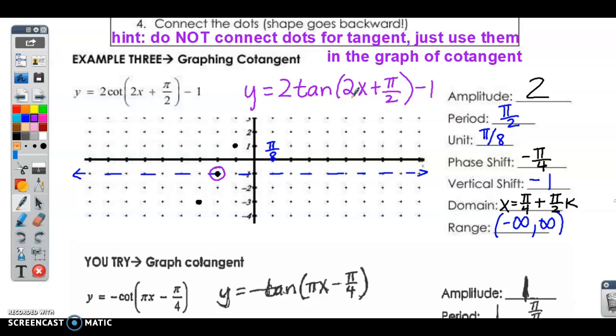Phase shift, set the parentheses equal to 0 and solve. There's your new x. Vertical shift is at the end, y. So there's your new 0, 0. Counting by pi over 8, 1 pi over 8, 2 pi over 8, and then down 1. So there's your new 0, 0.